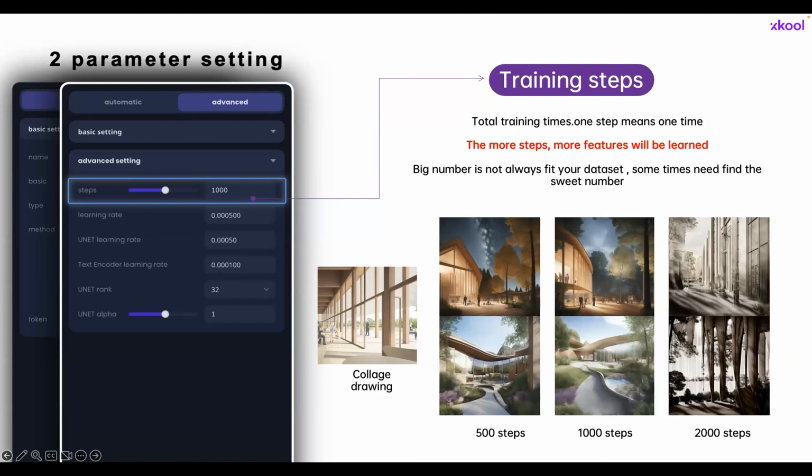So you always have to test to find what we call the sweet number. Sometimes it's very difficult to say which number is good or suitable for your training. You have to try. But from my experience, I always try big numbers first, like 1,000 or 2,000 steps, to see if it's overtraining. And then I will decrease the numbers several times to get the sweet number.